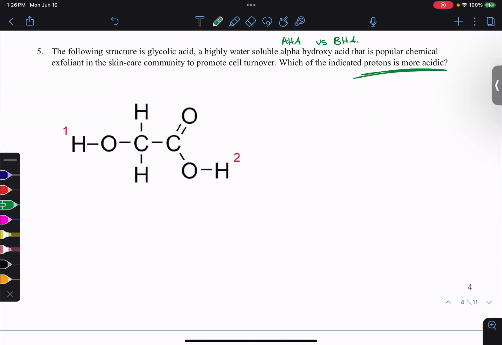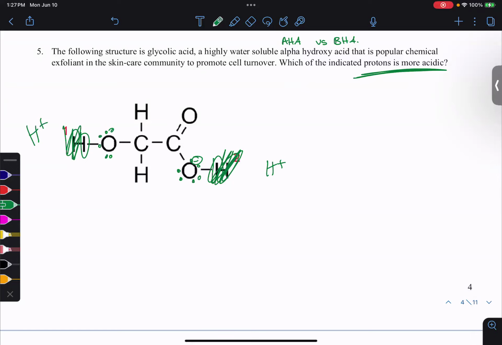Acids donate protons. So if you think about which scenario, when you rip off that proton, whatever is left behind is very stable, then it's very likely that proton's going to be ripped off. So what we see here is we have two options. We can either rip off this proton off of that oxygen, but what's left behind is this negative charge on an oxygen. Or we can rip off this proton and we're left with a negative charge on that oxygen.